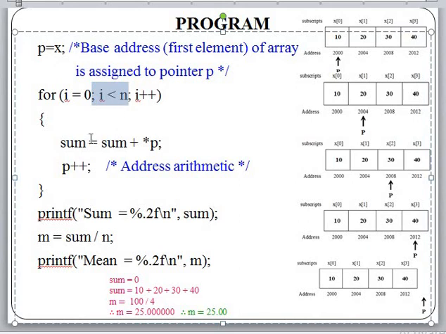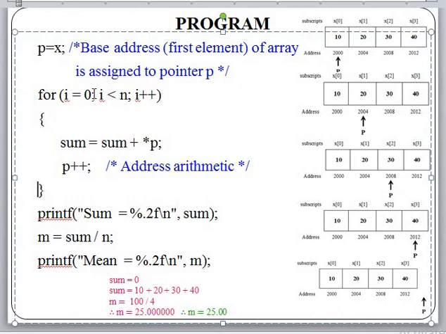The condition is true, so again it will compute sum equal to sum plus star p. Now sum is 10 plus 20, that is 30. 30 plus the value at the location p points to, 2008, which is 30. 30 plus 30 is 60. Sum is now 60. Again the pointer advances to the next location, p equal to 2008 plus 4, that is 2012. The pointer is pointing to 2012.